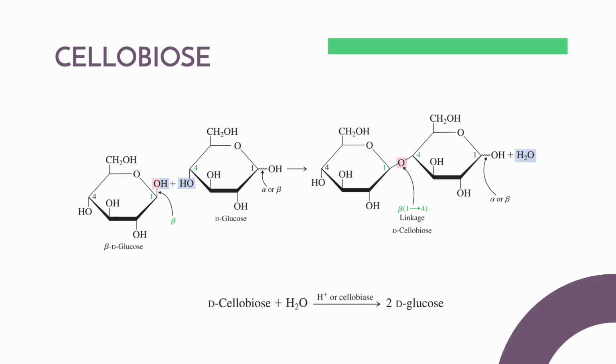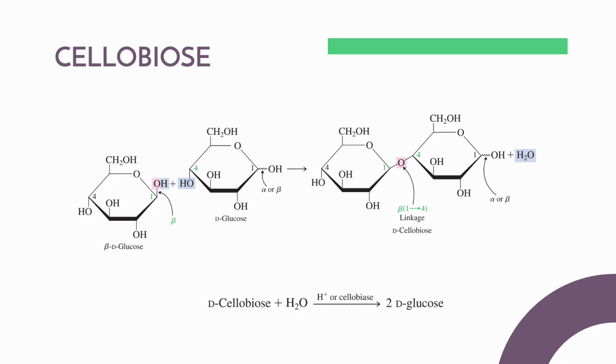So if you notice structurally, cellobiose and maltose have a lot of similarities, but because of the difference in the configuration of one of the glucose molecule components, it will also result in a different glycosidic linkage, which will result in these two disaccharides behaving differently from each other.